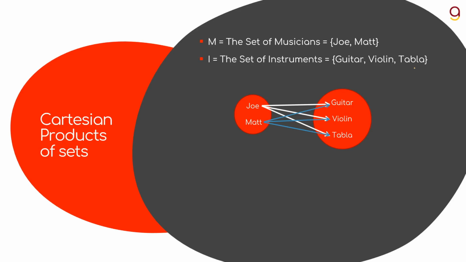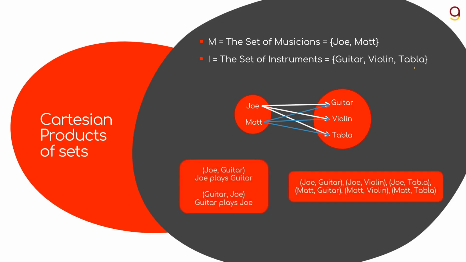So now let's write down all possible ways in which each musician plays each instrument. Here we have these 6 combinations. Now let's closely look at (Joe, guitar). Here the first is musician Joe and the second is the instrument, and both are enclosed within round brackets, separated by a comma.